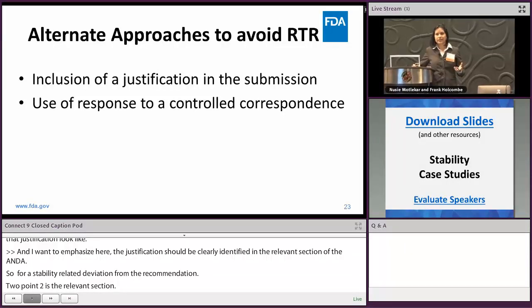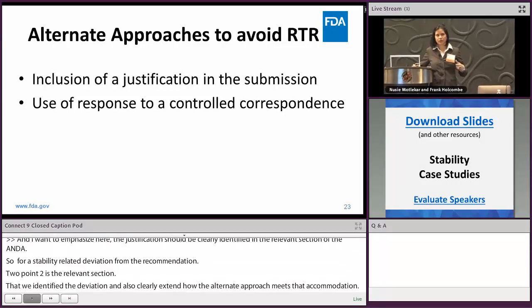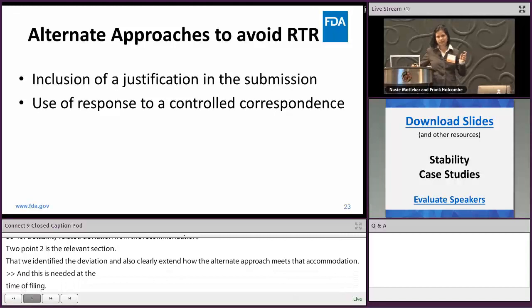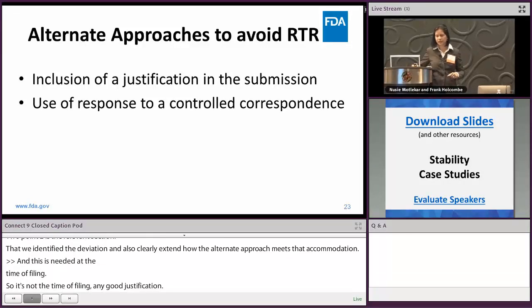And this is needed at the time of filing. So if it's not there at the time of filing, even if it's a good justification, your application will be returned if we can't see that justification for why you have a little bit less data or something else.